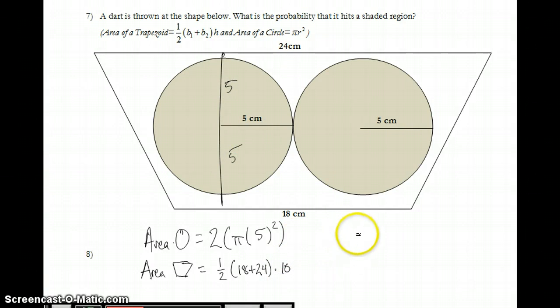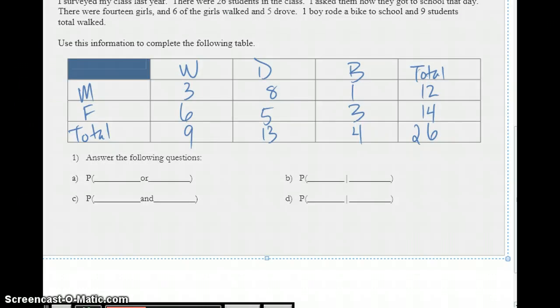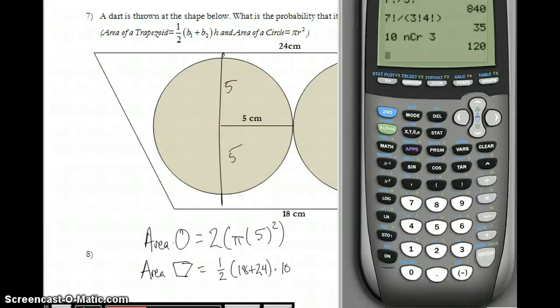And I want to know, how does the thing that we want compare to the total? So we have 2 times pi times 25, because that's 5 squared, over 18 and 24 is 432, and half of that is 216 times 10 is 210. And that you can plug into your calculator to get your probability. So 2 times 25 times pi divided by 210. We have a probability of about 75%.